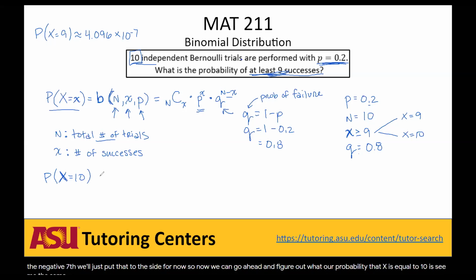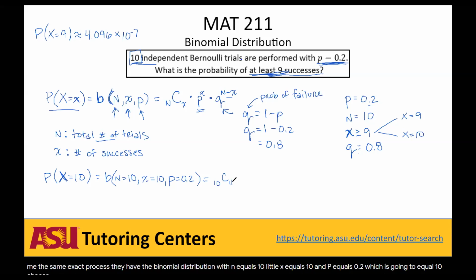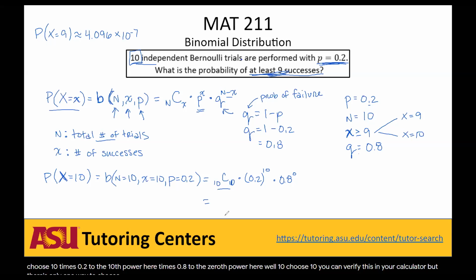It's going to be the same exact process. We have the binomial distribution with n equals 10, little x equals 10, and p equals 0.2, which is going to equal 10 choose 10, times 0.2 to the 10th power here, times 0.8 to the 0th power here. Well, 10 choose 10, you can verify this in your calculator, but there's only one way to choose 10 out of 10 as a combination.